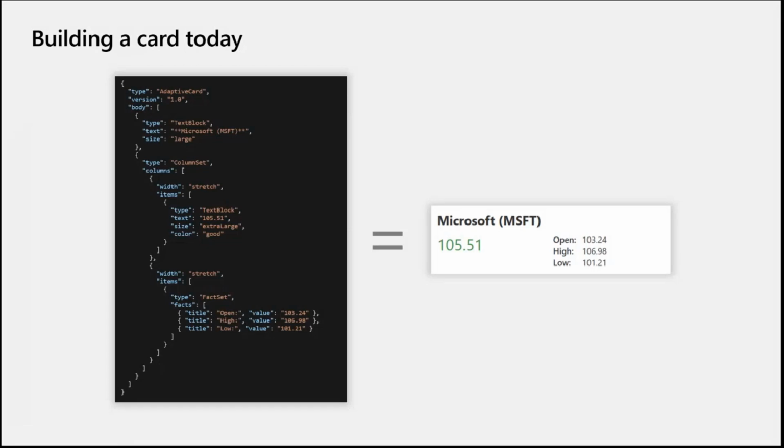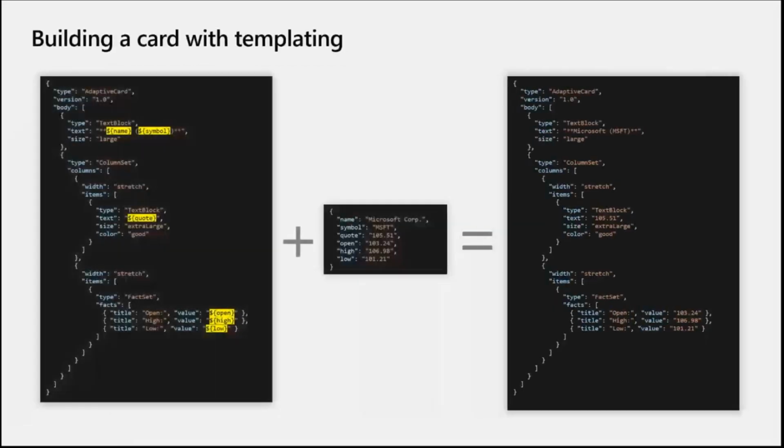So if I change this and show you what it would look like as a template, all those dynamically replaceable areas, for example, Microsoft, the symbol, the quote price, what was the open, high, low, you replace these with what are known as binding expressions. And they're highlighted in yellow there, but it's just a dollar curly brace, and that says, hey, what do you want to bind this to? In this case, the name. And then you send the data, the dynamically replaceable stuff, as a separate payload. And with those two combined, you now get that original card that you had from the beginning.